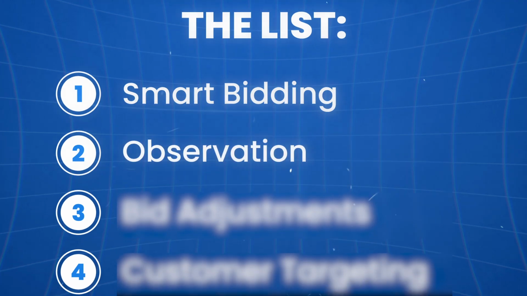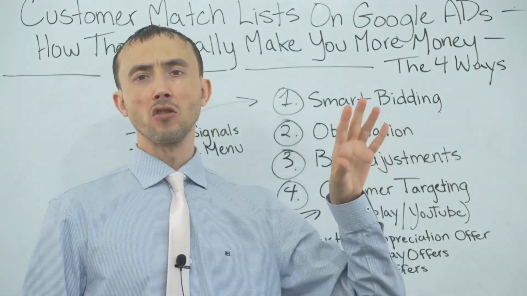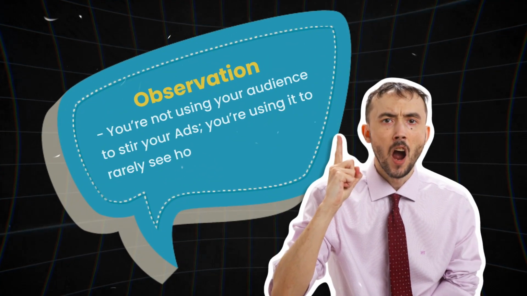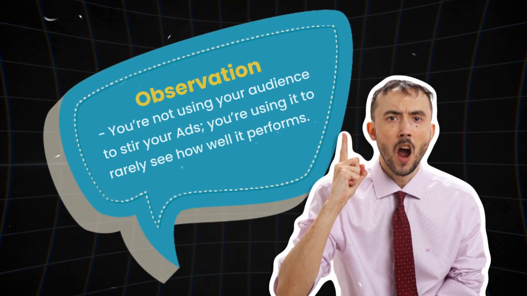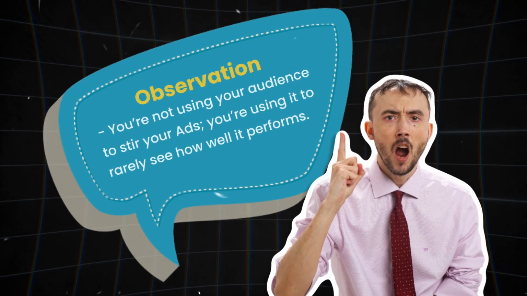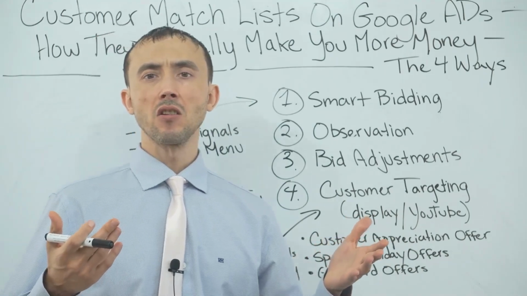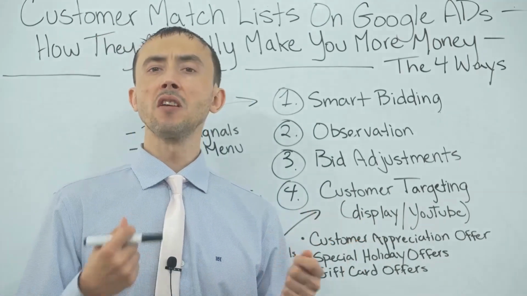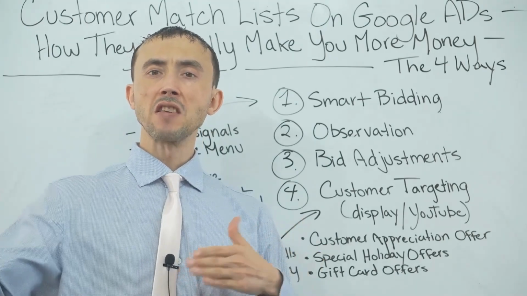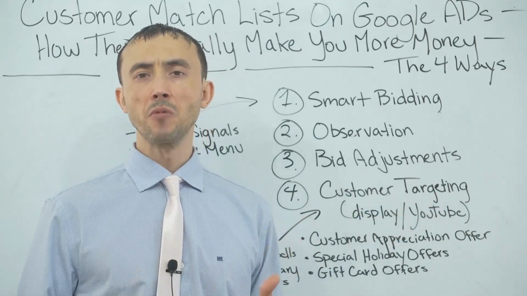And then number 2 here, observation. You can set up an audience on Google as an observation. What observation means is you're not using an audience to steer your ads, you're using it merely to see how well it performs in itself. So such as, if you're targeting the keyword red shoes again, if you want to see how the people on your customer list who come through that keyword convert versus somebody who's not on your customer list, you can do that with observation.